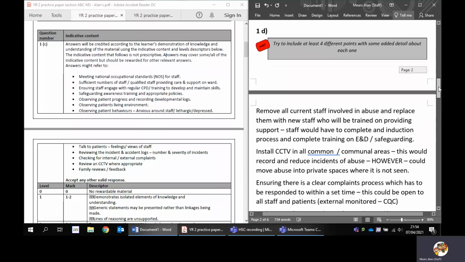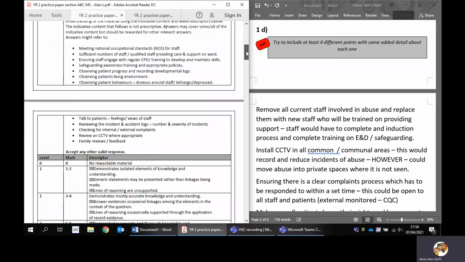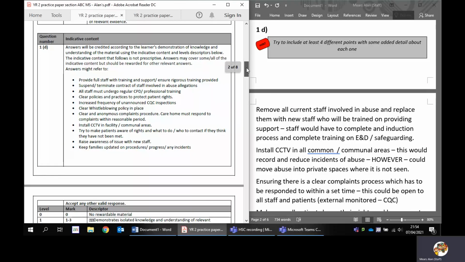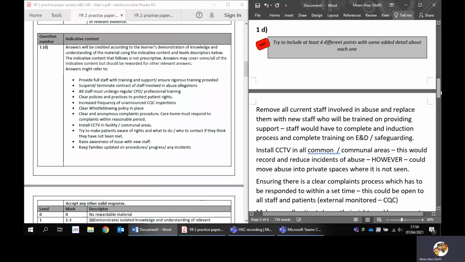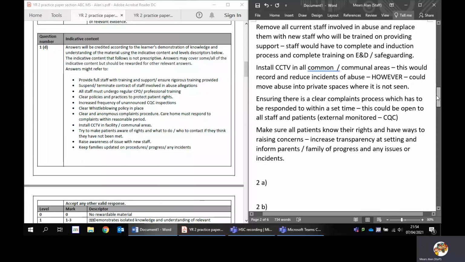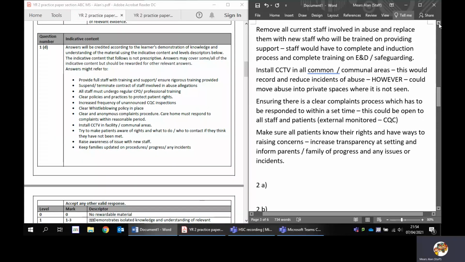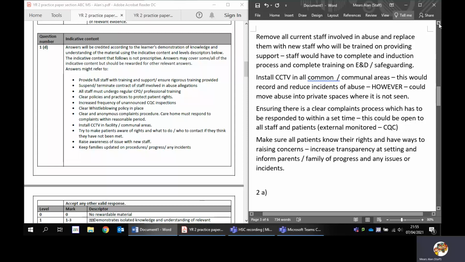And last but not least, 1D. So this was the question about what would you do? How could you prevent this happening in the future? So we talked about removing staff, installing CCTV, ensuring there was a complaints process that was kept in place, and patients know their rights. And what we've got on our list here: provide staff with full training and ensure that training is provided.